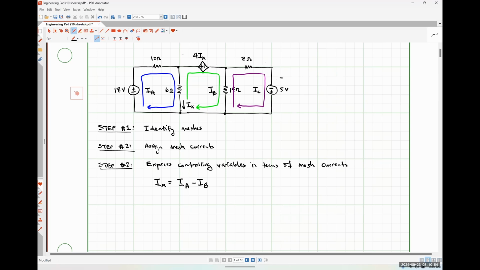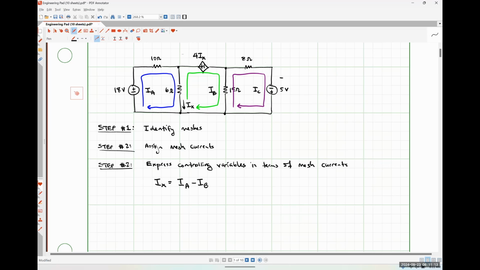Yes, Maddox. Not necessarily. So I am of the habit of just putting every mesh current as clockwise. So we'll handle voltage polarities here in literally just a moment.